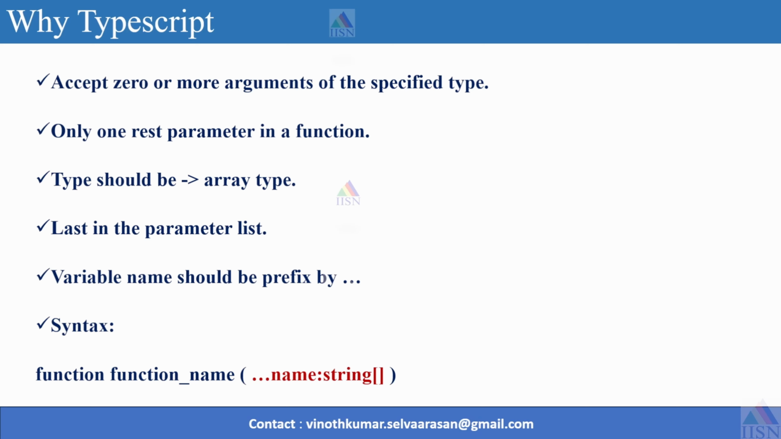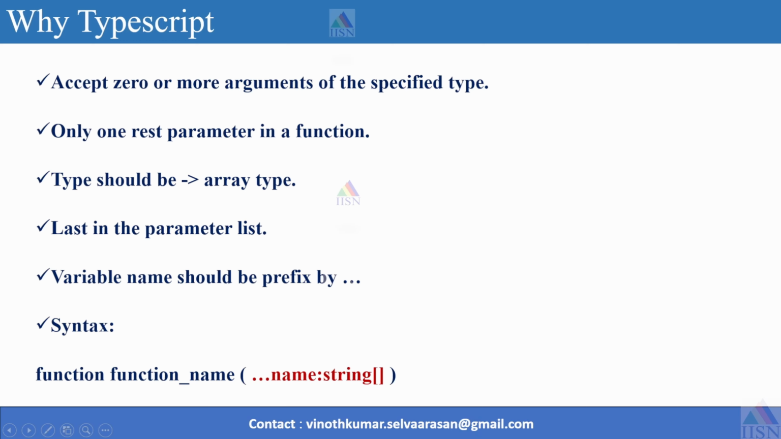A function having a rest parameter must have only one rest parameter. Only one such parameter should be there in the function, and it should accept an array type. In case a function has more than two arguments, we are going to include the rest parameter, and the rest parameter should be the last parameter in the parameter list. The variable name should be prefixed by triple dots.